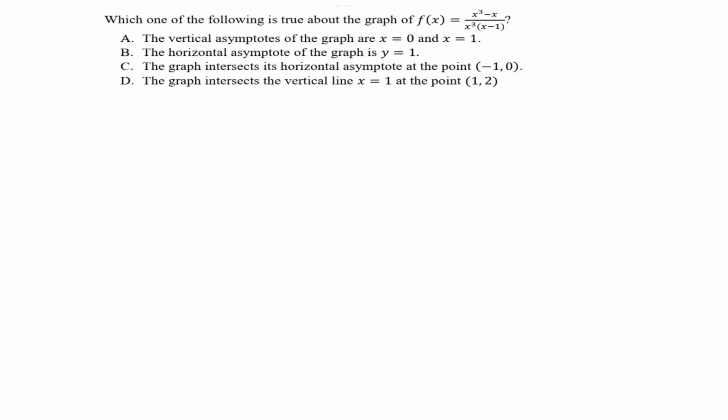When it comes to the fifth question, which one of the following is true about the graph of f of x equals (x to the power of 3 minus x) over (x to the power of 3 times (x minus 1))? Look, this one is degree 3 and this one degree 4. Then from here, horizontal asymptote 0, no, because degree of numerator is less than degree of denominator. Degree of denominator is 4, degree of numerator is 3, less than 4, so y equals 0 is a horizontal asymptote.